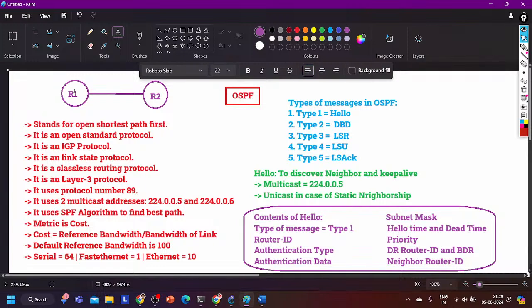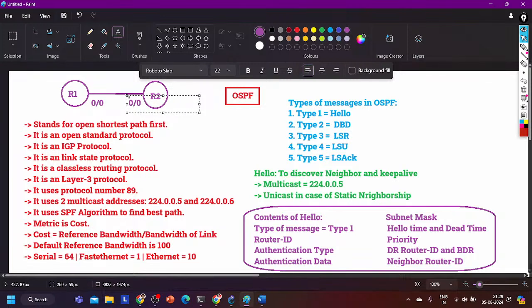The command to configure OSPF on router number 1 is router ospf, then the process ID, and after that the network command. With the help of the network command we can enable OSPF on an interface, right? If I advertise interface F0/0 of router 1 and F0/0 of router 2 with the network command, will these two routers form a neighborship? Yes.